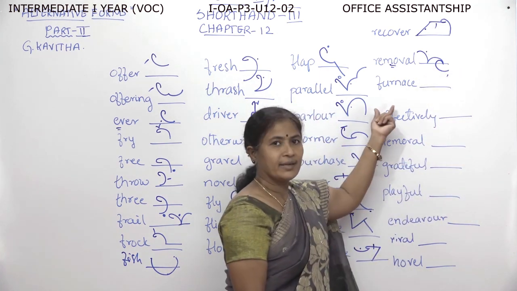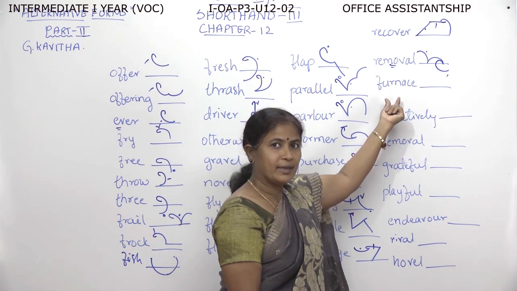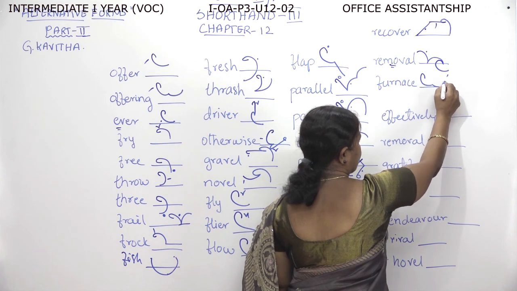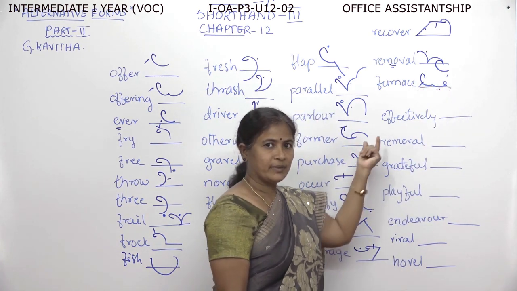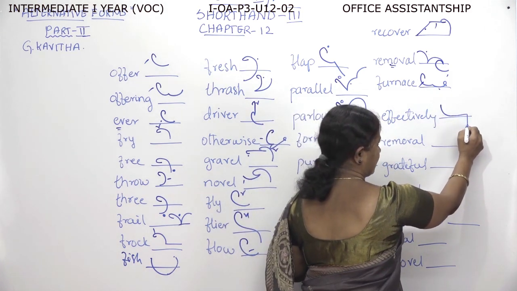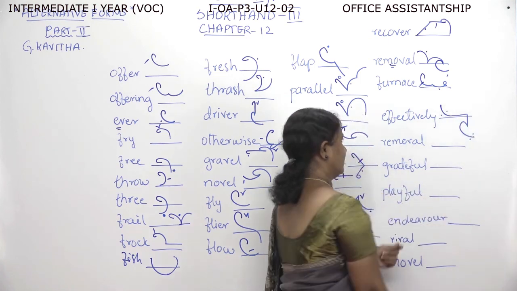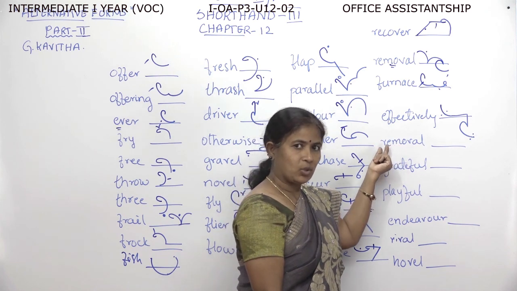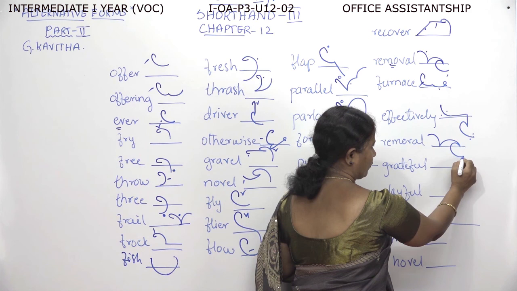Furnace. In between F and R, we hear light dash vowel. So, furnace. Left form for furnace. Okay. Effectively. How do we write? Effect. F, K, T and well. We use left form. Effectively. Removal. Which R do we write? Before M, we write always downward R.